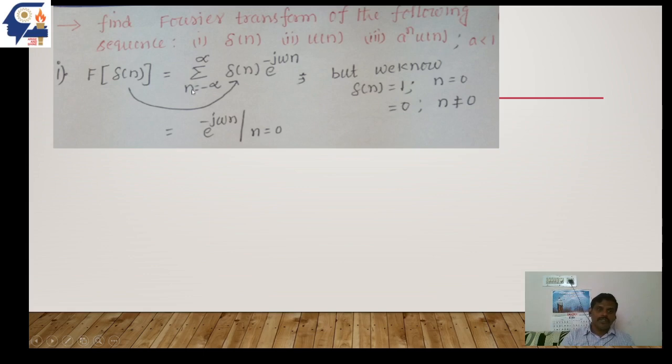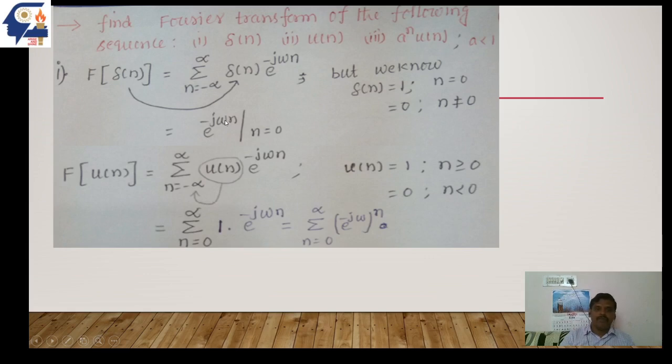So summation n equal to minus infinity to infinity del of n e power minus j omega n. Del of n equal to 1 when n equal to 0. That n equal to 0 is available within this minus infinity to plus infinity. That's why its value equal to the multiplication of del of n, e power minus j omega n at n equal to 0. Put n equal to 0 in e power minus j omega n. Then we will get one value.